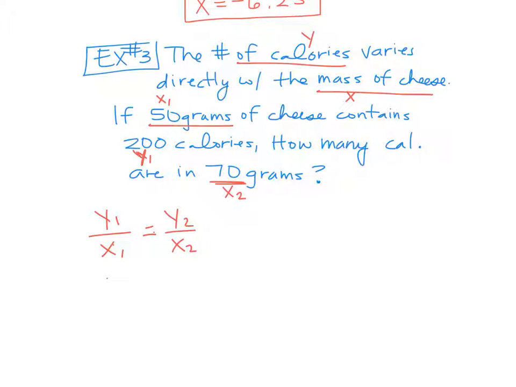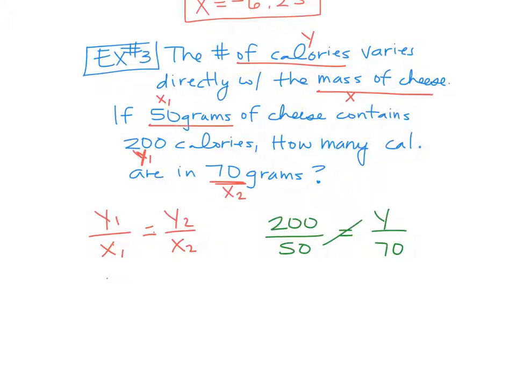Although, if you did it that way, you'd still get the right answer then, too. It's kind of messed up when you can do things totally wrong and still get the right answer, right? But sometimes you just luck out like that in math. Okay, so if this is our setup, what over what equals what over what? 200 over 50 equals y2, your y, over 70, right?